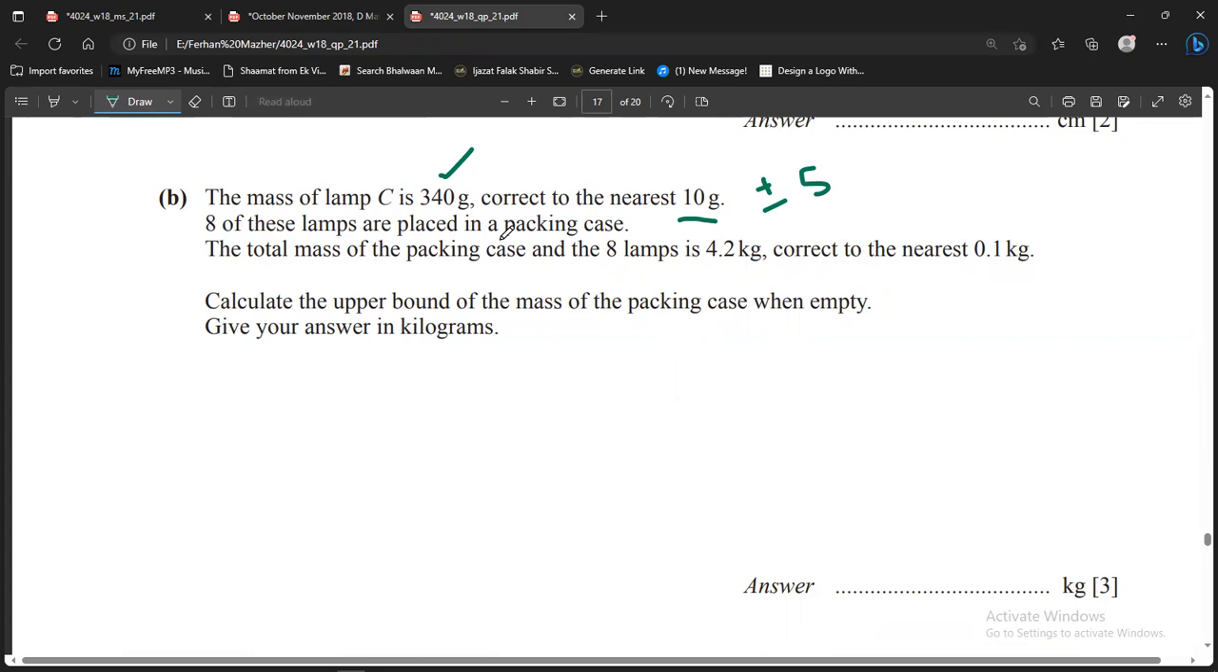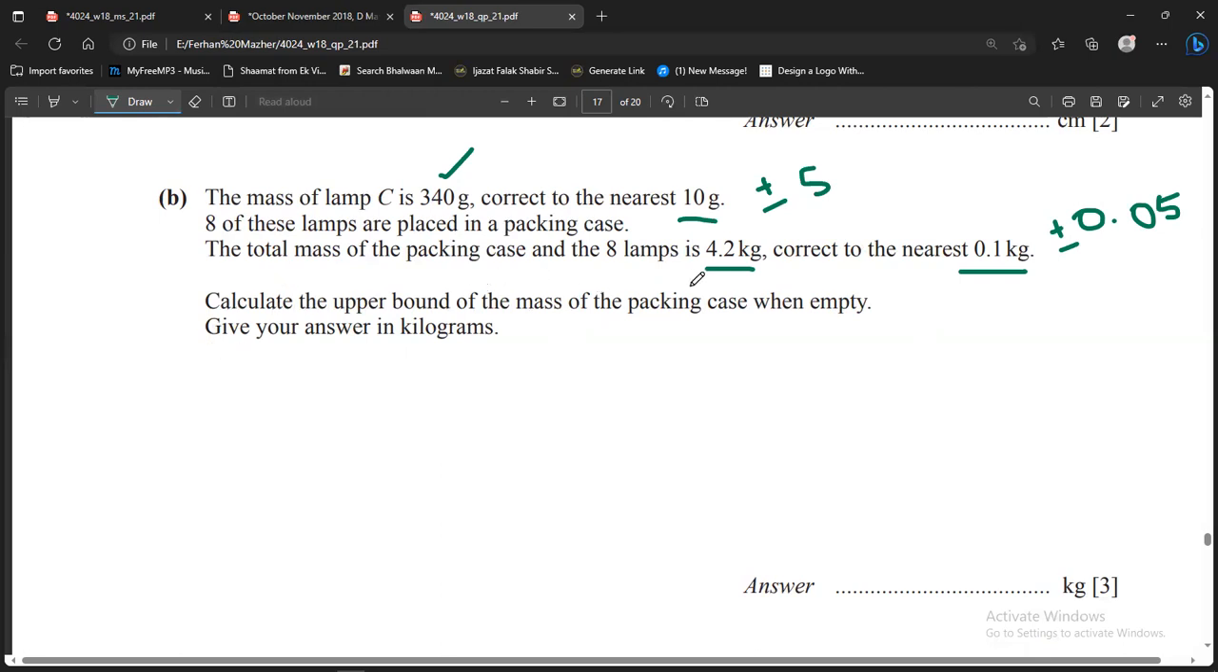8 of these lamps are placed in a packing case. The total mass of the packing case and the 8 lamps is 4.2 kg, correct to the nearest 0.1 kg. So this is 0.1 kg. When you divide it by 2, you get 0.05 kg. And with it, I will write plus minus. But the important thing is that this is in kg and this is in grams.